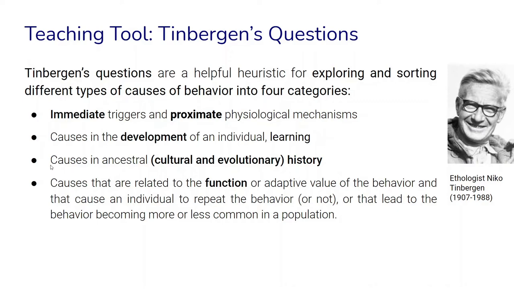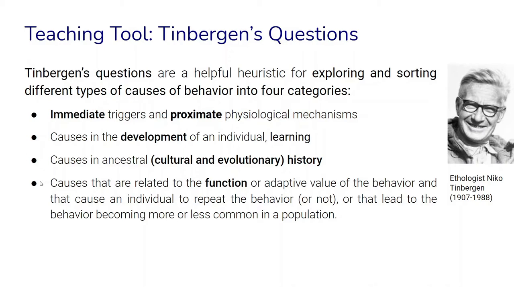Then another set of causes is to look in the ancestral, or really the past history of the population that this individual is part of. That can include the cultural and the evolutionary history going back millions of years to understand, is this kind of behavior, do we see that in other species as well, to help us understand the deep history of that kind of behavior.